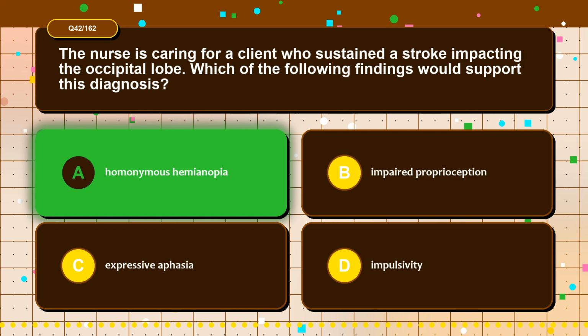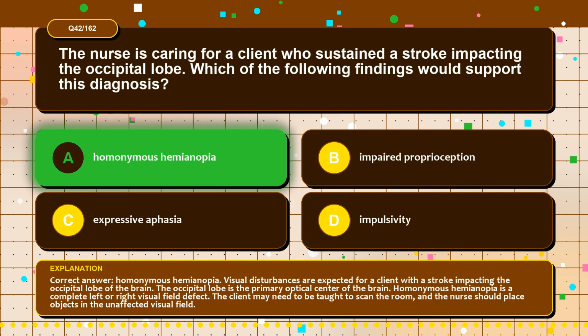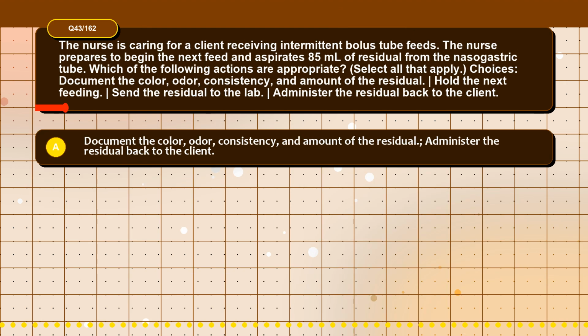The correct answer is option A: homonymous hemianopia. Visual disturbances are expected for a client with a stroke impacting the occipital lobe of the brain. The occipital lobe is the primary optical center of the brain. Homonymous hemianopia is a complete left or right visual field defect. The client may need to be taught to scan the room, and the nurse should place objects in the unaffected visual field.